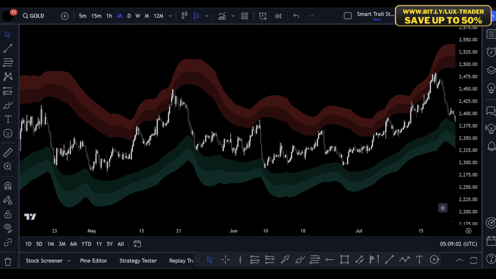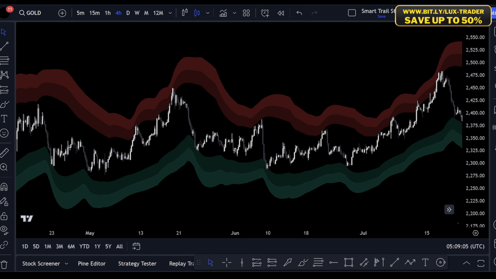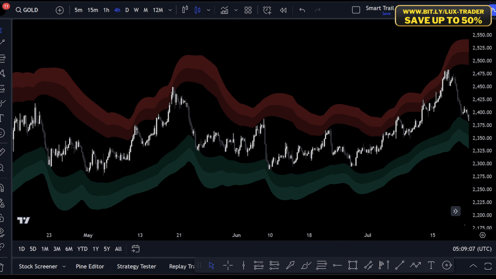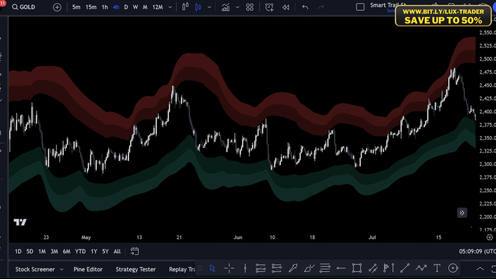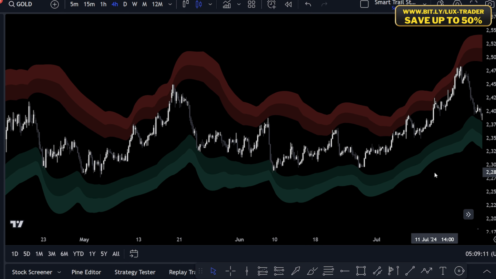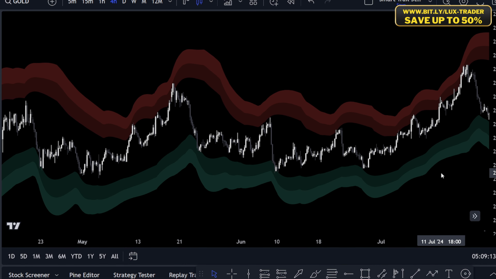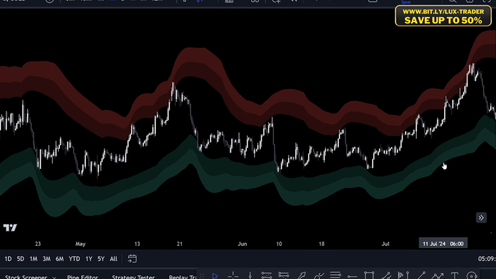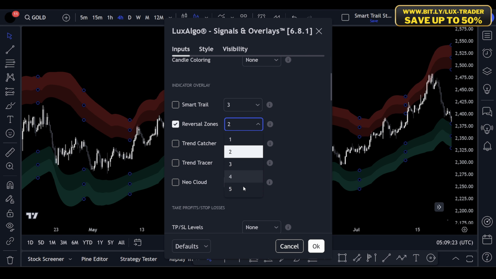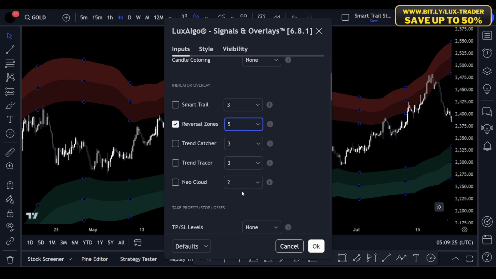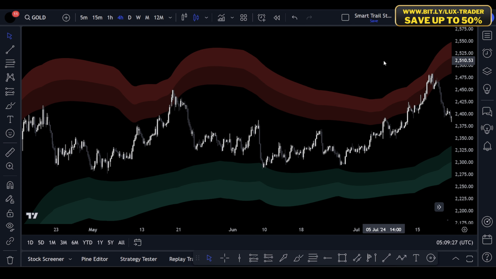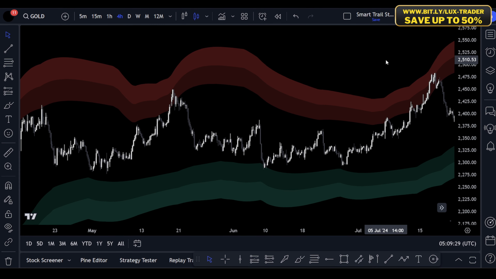With a lower value, the zones are more responsive to price movements, providing earlier signals to enter or exit trades. This is perfect for those looking to capitalize on short-term price fluctuations and maximize their profits within minutes or hours. On the other hand, higher values like 5 are better suited for swing traders who prefer to hold positions over several days or even weeks.